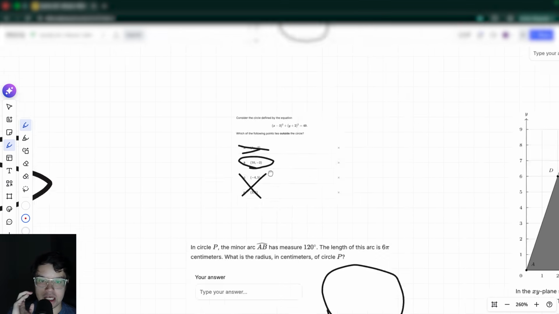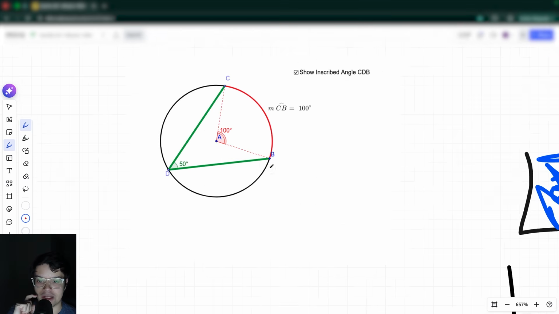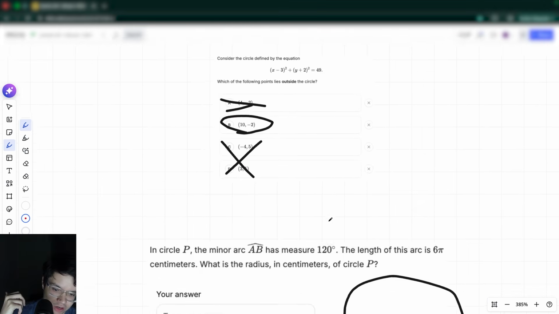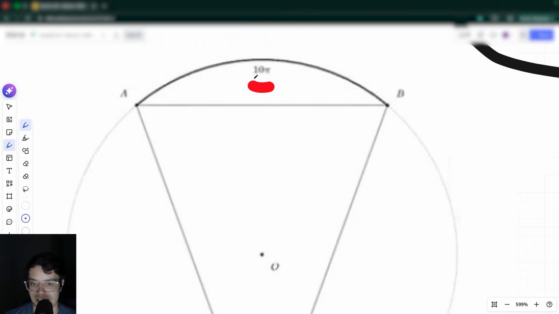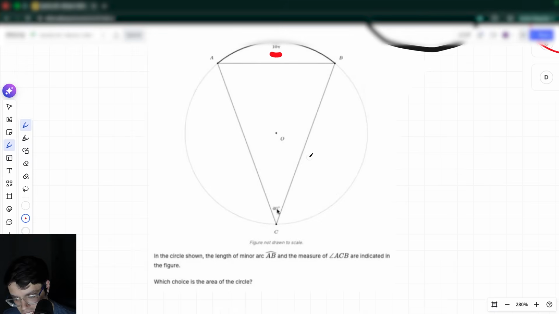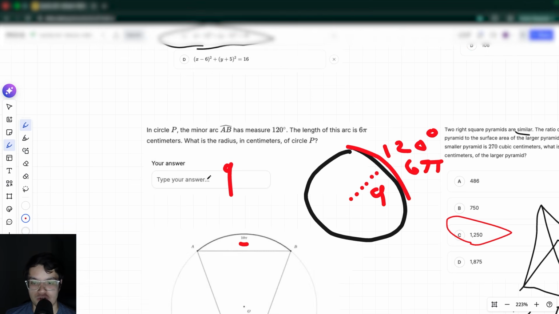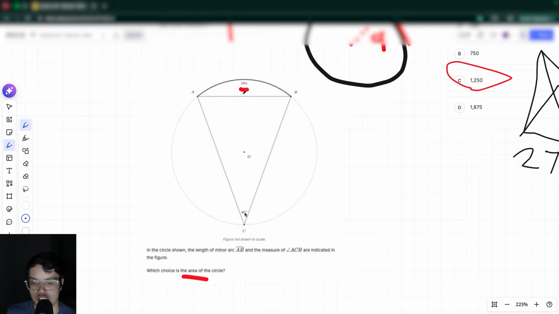This is one inscribed angle problem. So if you remember up here, I was showing you how if you have an inscribed angle, the angle on the side is half of the one in the middle. So that's what's being shown down here. So it says here minor arc AB, it gives us 10 pi. You may not be able to see that, but it says 10 pi for the length of the arc. And it's asking what is the area of the circle. So we're gonna have to do some similar stuff for this one. We just have different information to work off of.